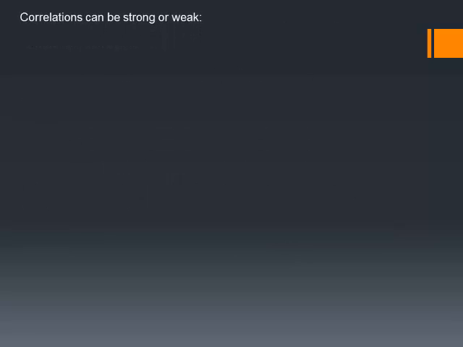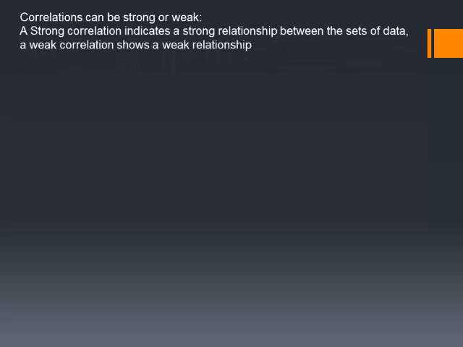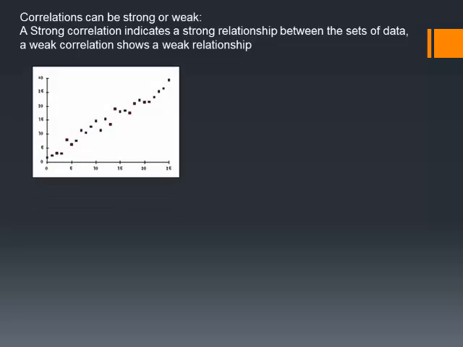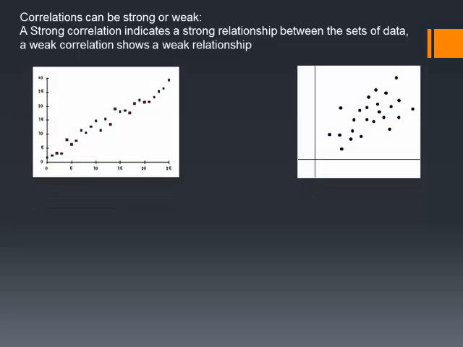So correlations can be strong or weak. A strong correlation indicates a strong relationship between the sets of data, and a weak correlation shows a weak relationship. A stronger correlation indicates it's more likely that one of the sets of data is directly affecting the other. So we have a strong correlation and a weak correlation.